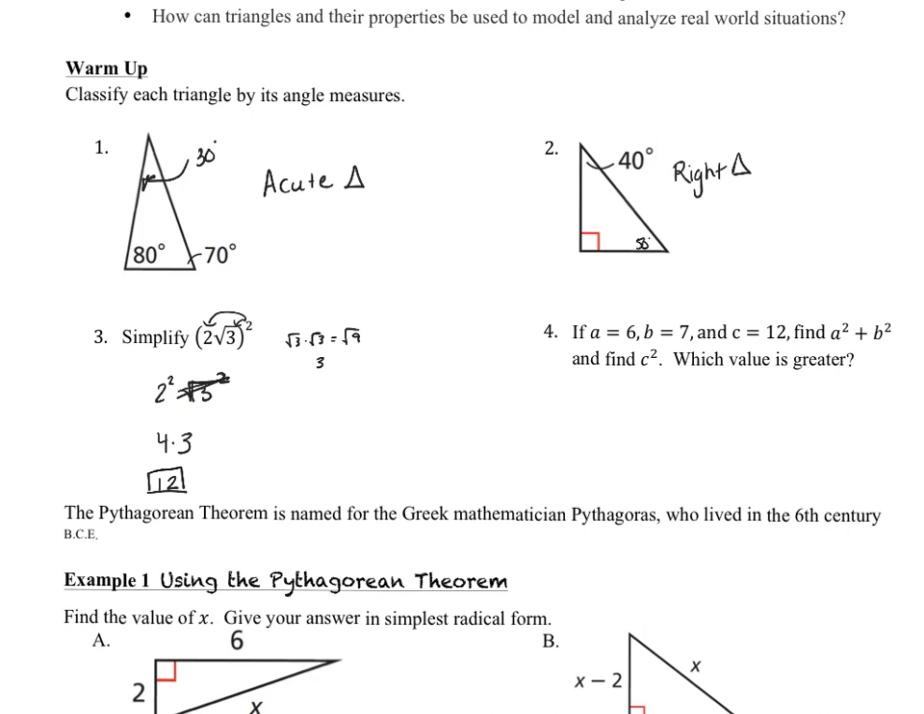Okay, A is 6, B is 7, C is 12, find A squared plus B squared and find C squared. Whenever we replace a variable, we're supposed to do this with parentheses. It would make a difference if the number was negative. Your calculator won't calculate it correctly. Which value is greater? Well, A squared plus B squared, 36 plus 49, is 85, versus 12 squared, which is 144. So the greater one would be 144.